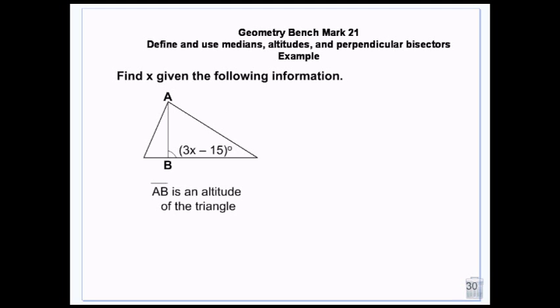All right, if we have an altitude, altitudes are 90-degree angles. So if I have an altitude, that means this is equal to 90 degrees. So then I'll just solve it. So I'll add 15 to both sides. And I'll get 3x is equal to 105. Divide by 3, and you get x is equal to 35.